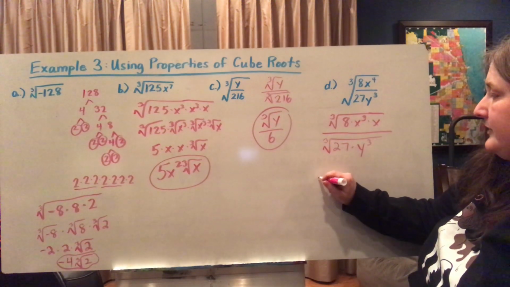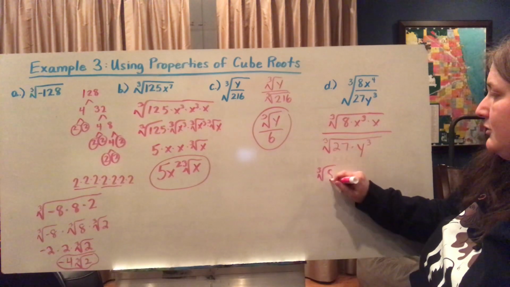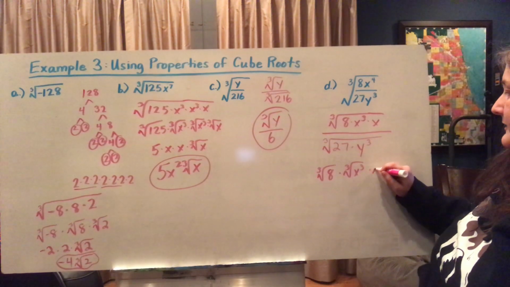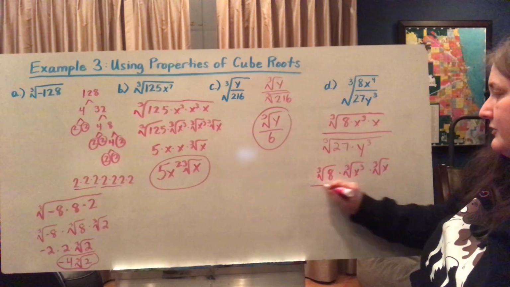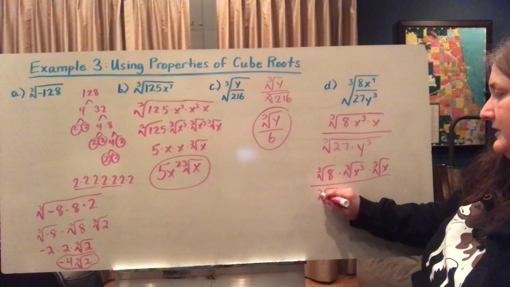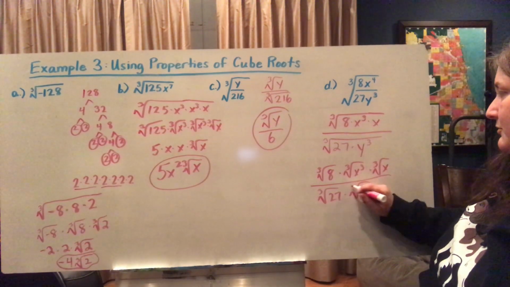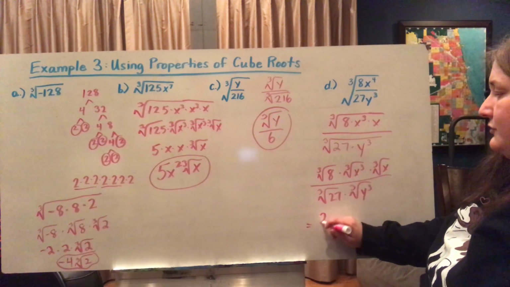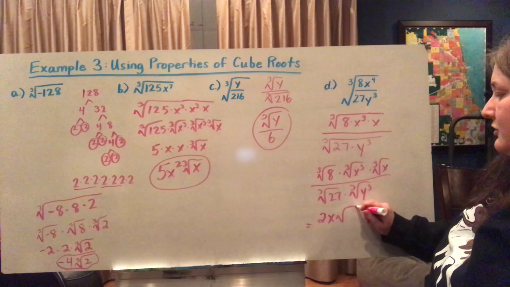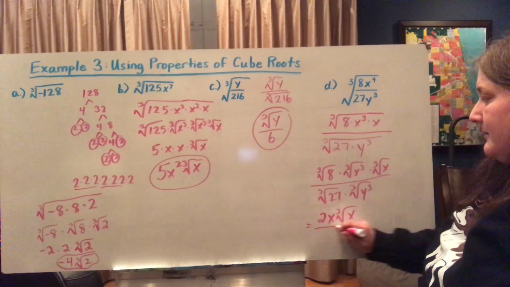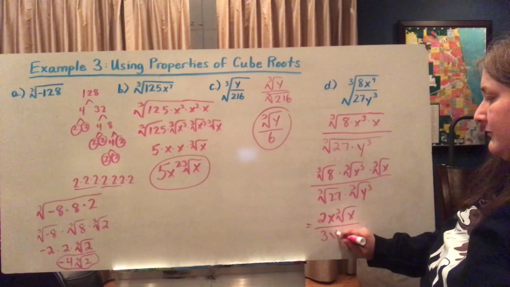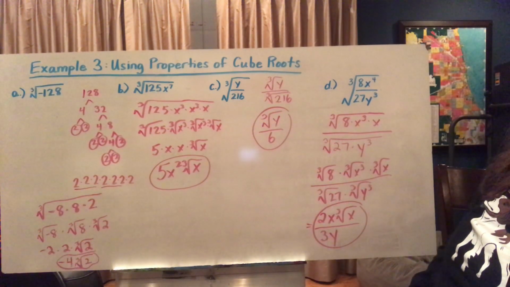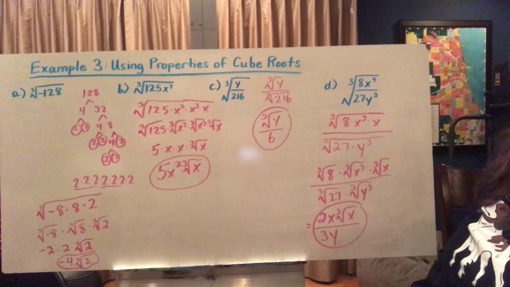So I can simplify some things here. I'm going to make cube root of 8 times the cube root of x to the 3rd power times the cube root of x over the cube root of 27 times the cube root of y to the 3rd power. So on top, I'm going to have 2 times x times the cube root of x. And on the bottom, I'm going to have 3 times y, which I can't simplify any further. So there is my simplified radical expression.